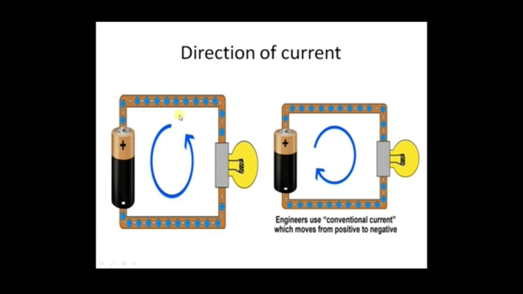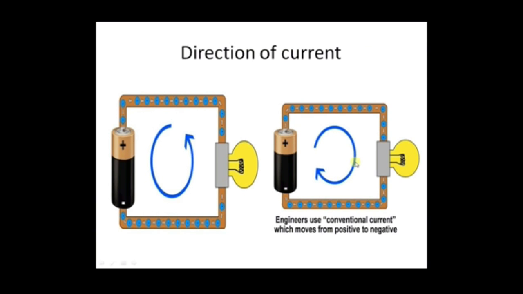Remember what I am saying, the right way of current direction is from the negative terminal to the positive terminal. Then why have I shown you this diagram which says that current is going from positive to negative? Actually, this concept of current flowing from the positive terminal to the negative terminal is called conventional current.